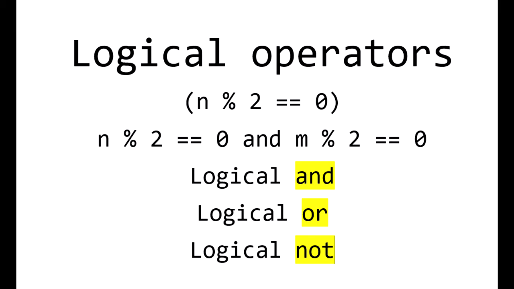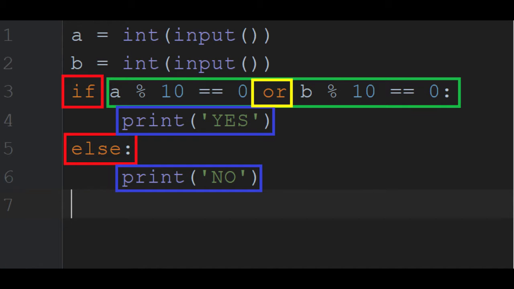Let's verify that at least one of the numbers a and b ends with 0. a equals integer input, b equals integer input. If a mod 10 equals 0 or b mod 10 equals 0, print yes, else print no. Let's verify that a is positive and b is non-negative. If a greater than 0 and not b less 0. Not b less 0 can be replaced by b greater or equals 0.